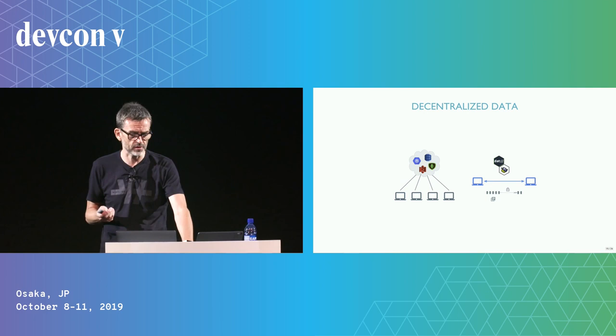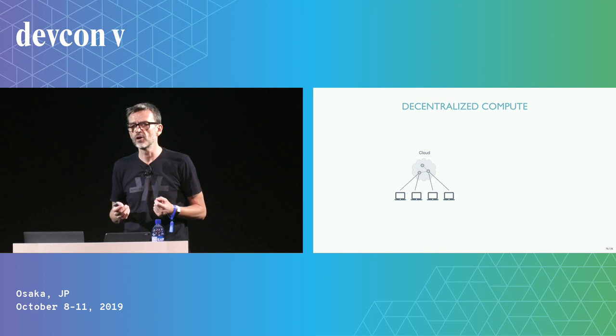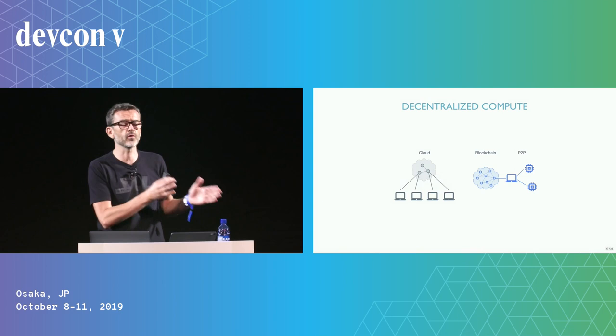Most of compute today is done in the cloud. And with layer two solutions solving some of the scalability bottlenecks for blockchain, we're going to have more and more applications for blockchains. But as a general principle of decentralization, we should be moving as much compute as possible to the edges. And that means doing more work in the browser.